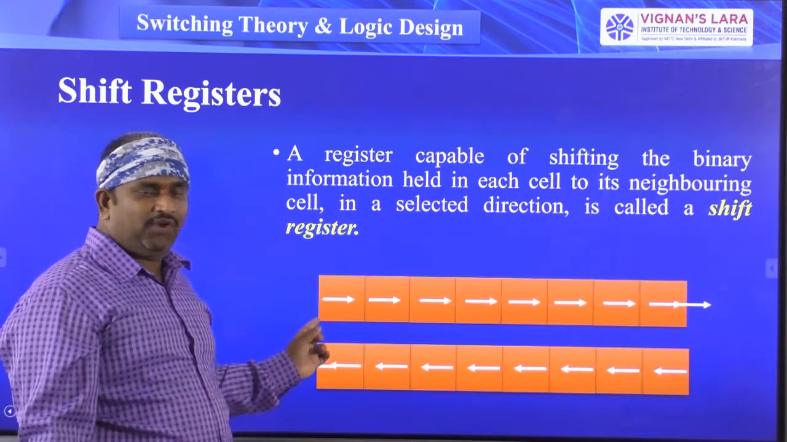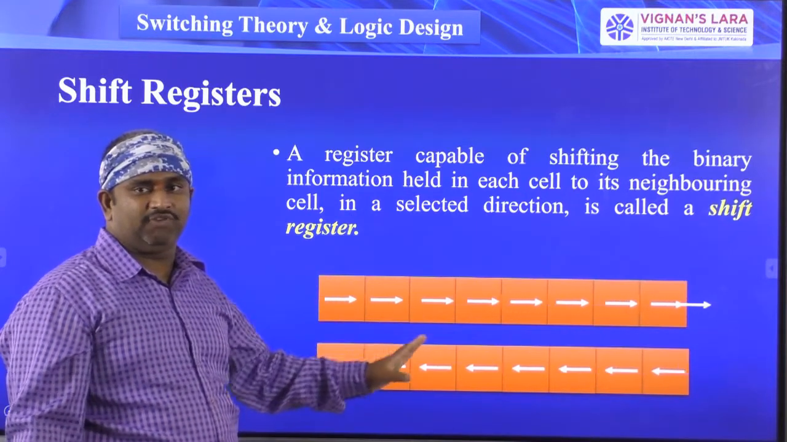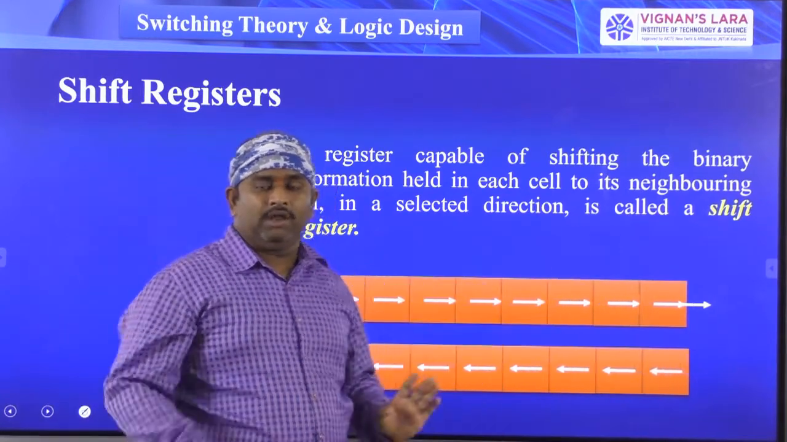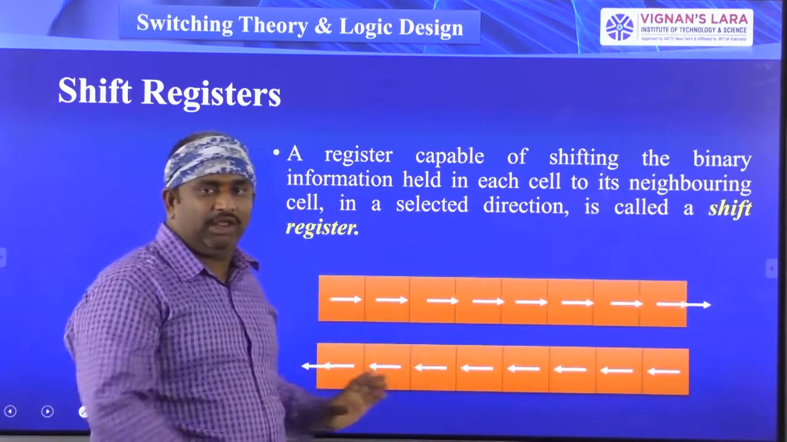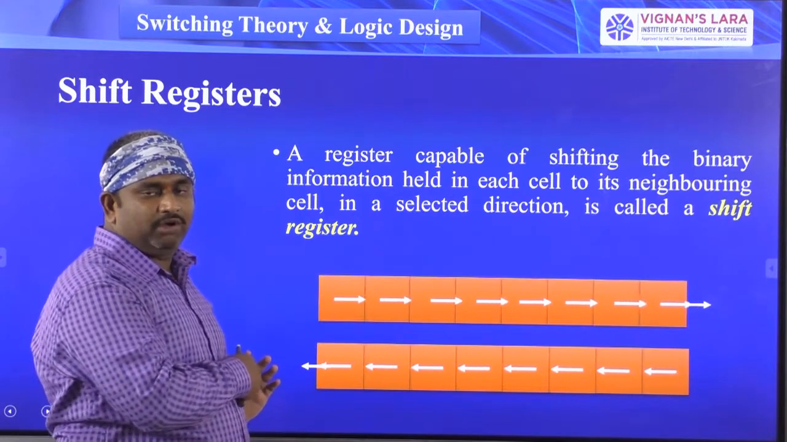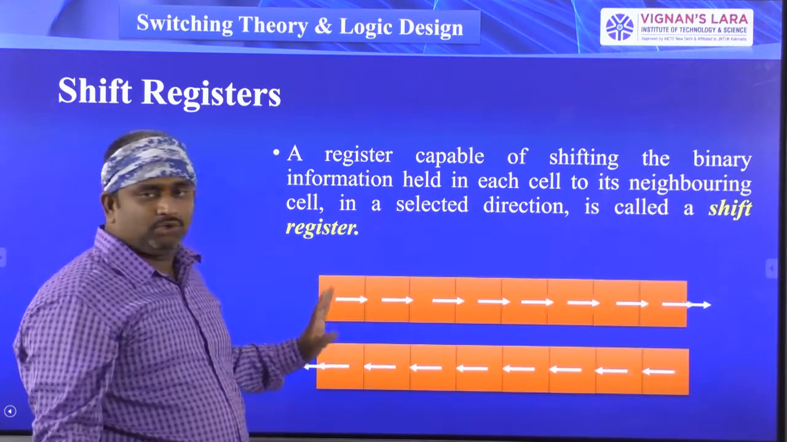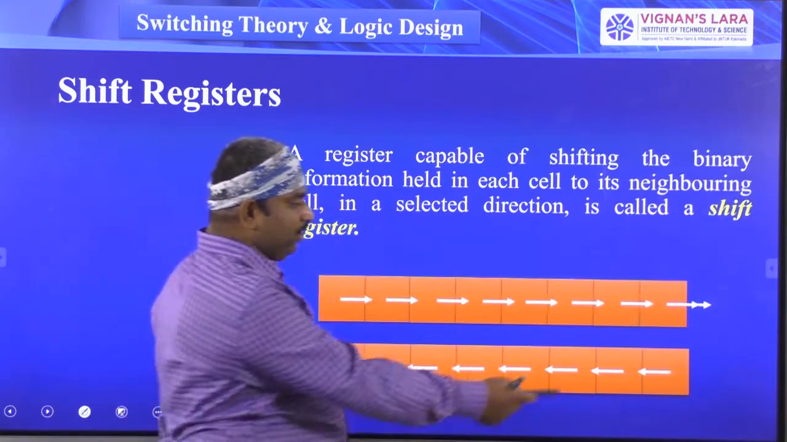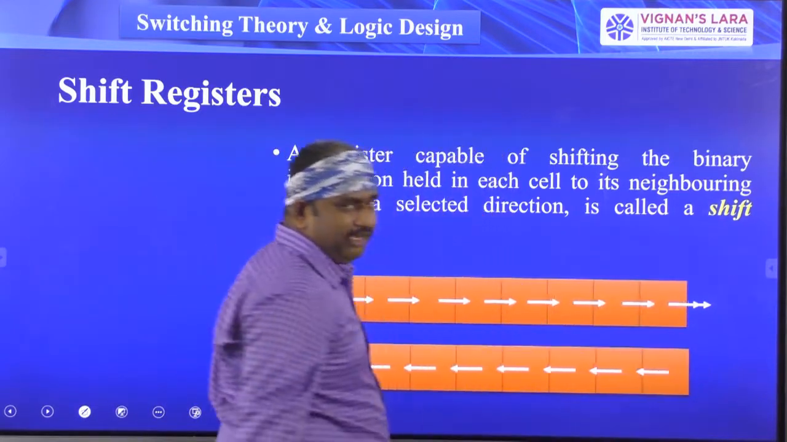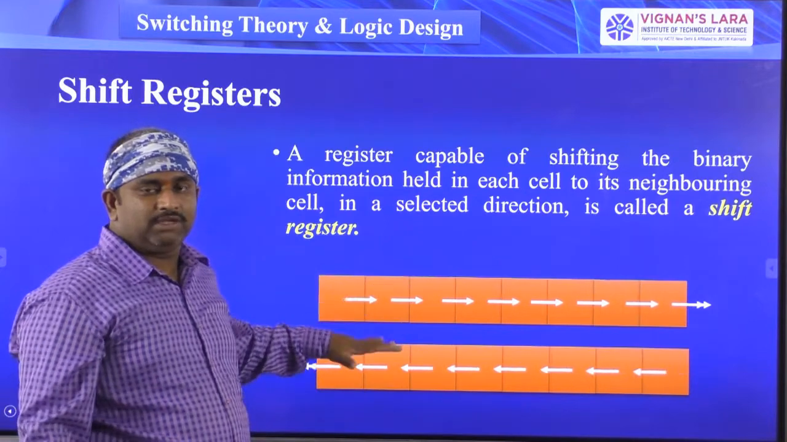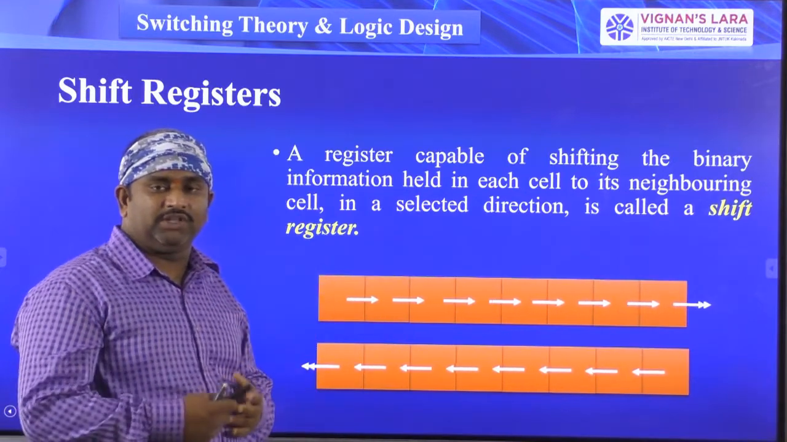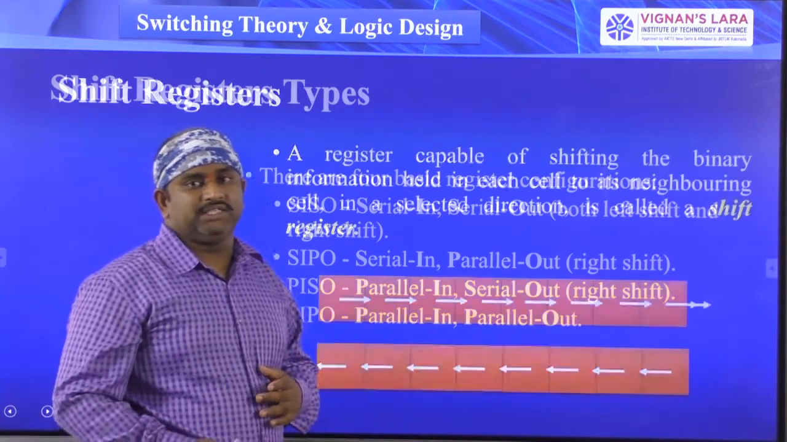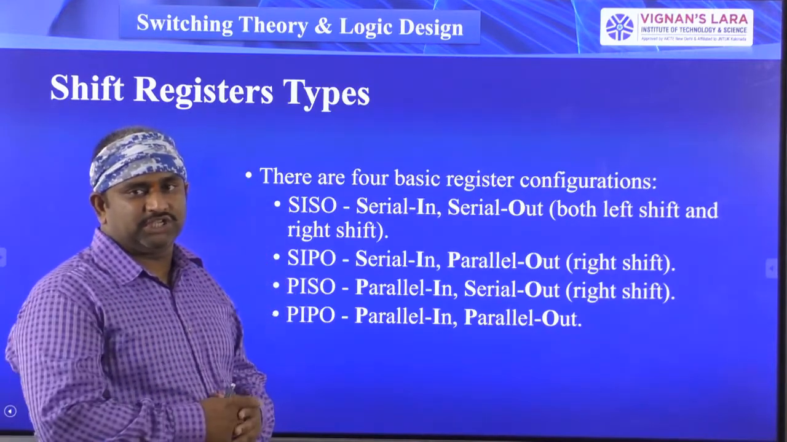From one flip-flop to another flip-flop, the data is shifting. Here it is shifting from left to right, and this one is shifting from right to left. So these are the two shift registers. Here we are giving the data at the left side, and here we are giving the data at the right side. That means we are shifting the data from left to right and right to left.